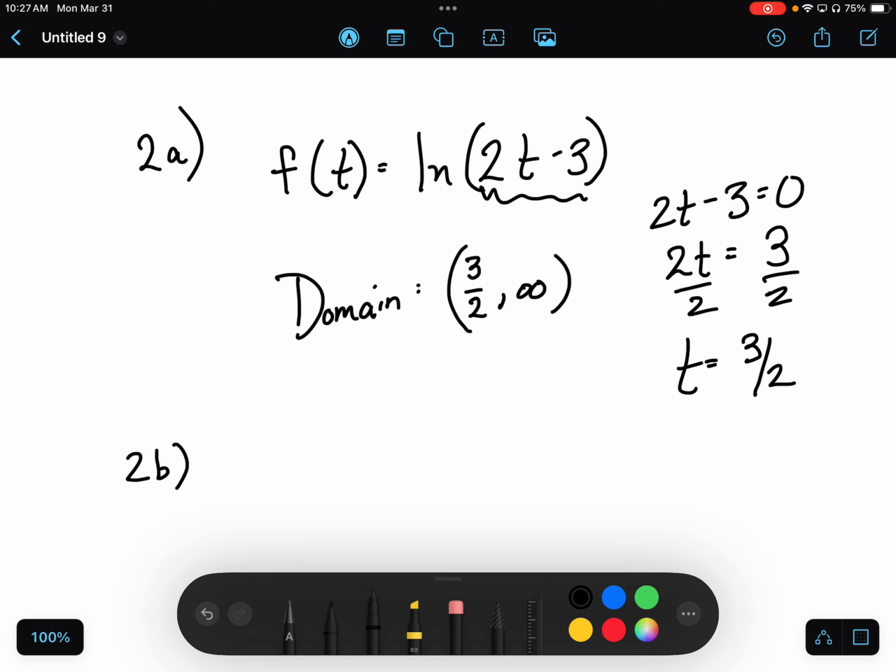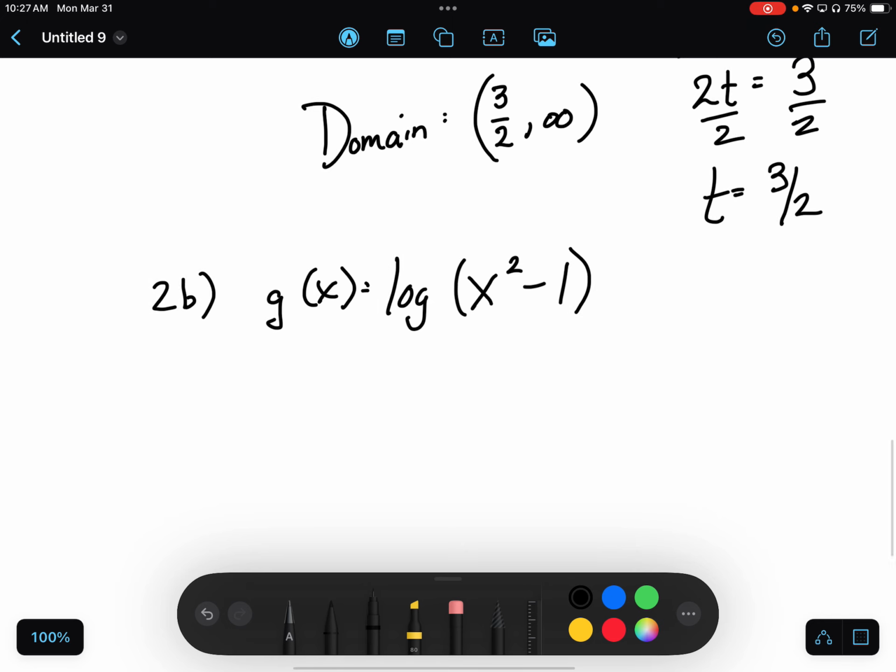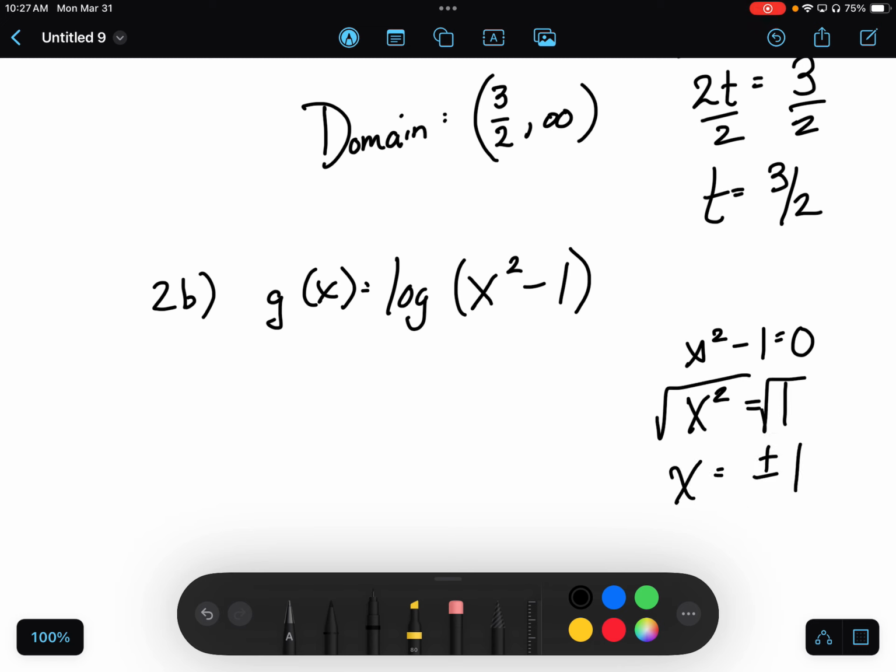Then to be or not to be. Again, same thing. I cannot log negatives or 0. So what I do is put that inside piece equal to 0 and solve it. So add 1 and then square root. And remember, when you square root, you should get plus or minus 1. Then if I put a number less than negative 1, for instance negative 4, negative 4 squared is positive 16. 16 minus 1 is 15. I can log 15.